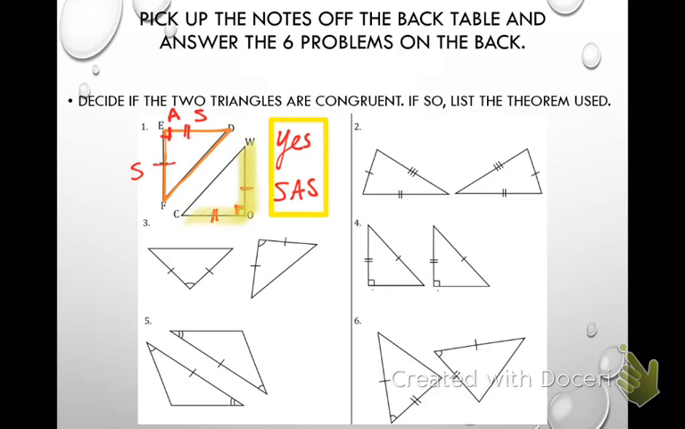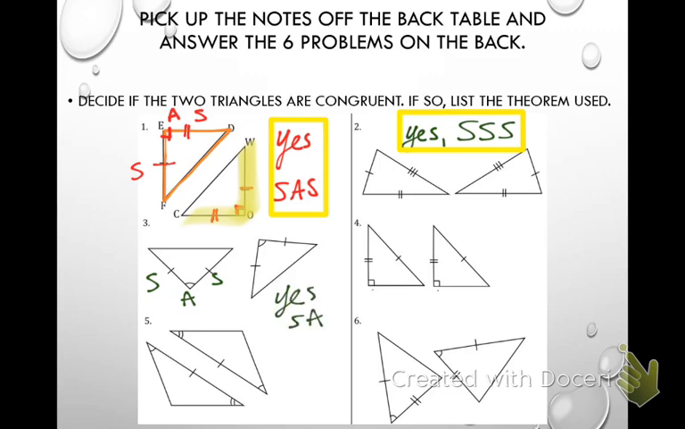Perfect. Number 2, we have 3 sides congruent. So what theorem matches that? Side, side, side. So this is yes by side, side, side. All right, so number 3. What do we think number 3 is? Yes. Do we agree? Yes. I agree. So yes, side, angle, side.